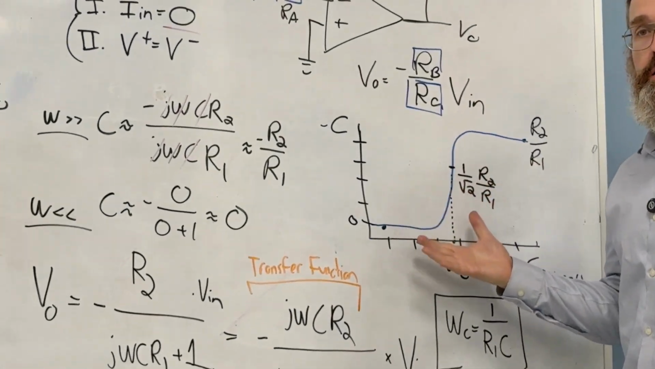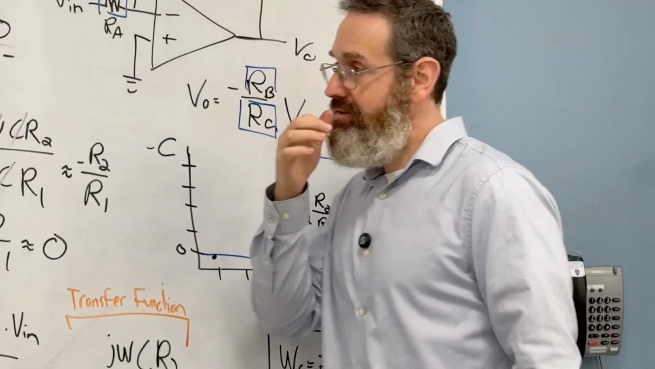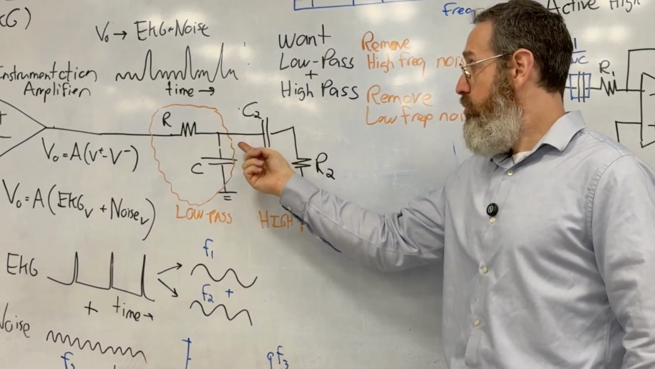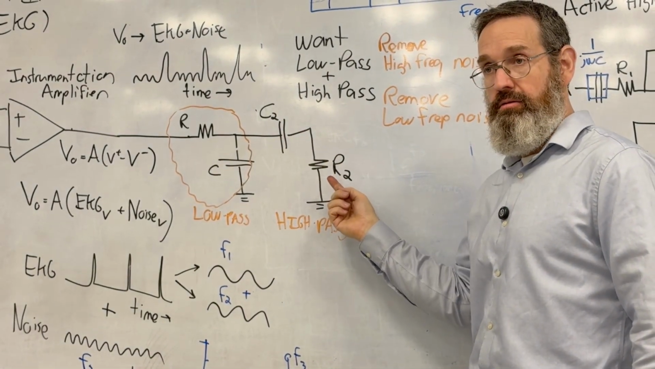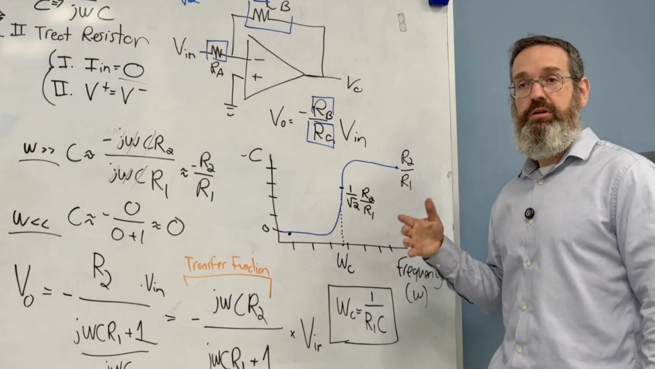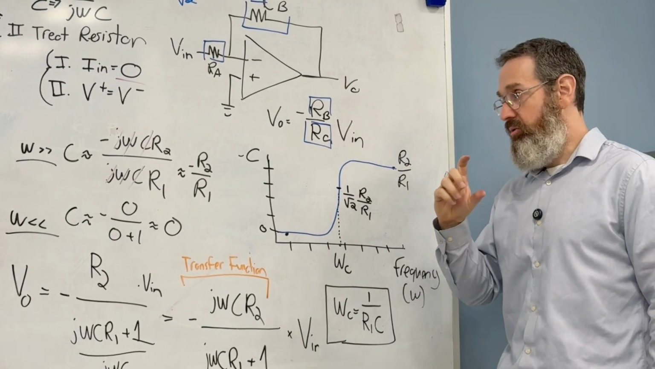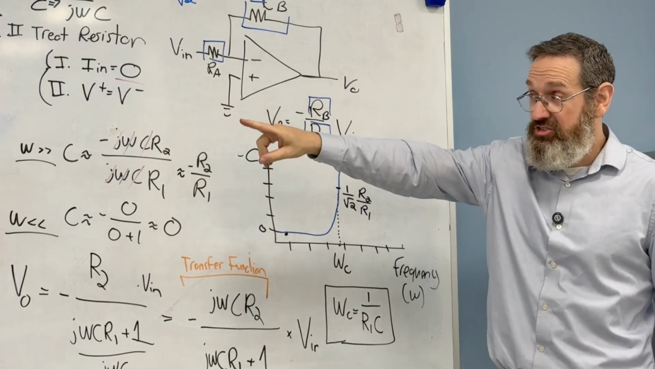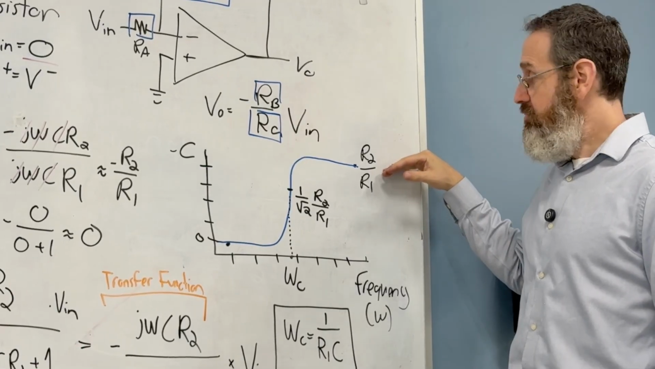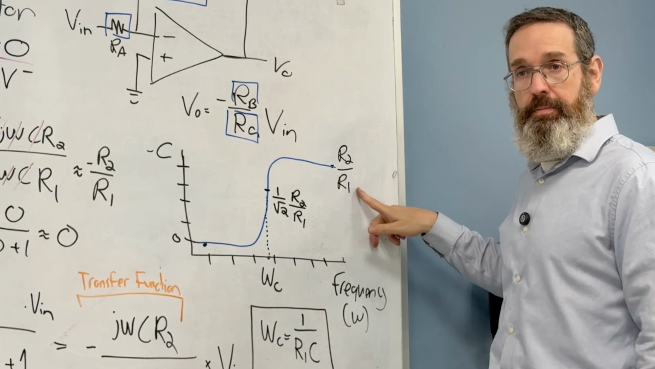This is a high pass. We've seen this before. It's this one. When we did this circuit, right, and we figured everything out, we had the same picture. There's one interesting difference, however. When we did that circuit, this peaked at 1. But this one doesn't peak at 1. This one peaks at R2 over R1.